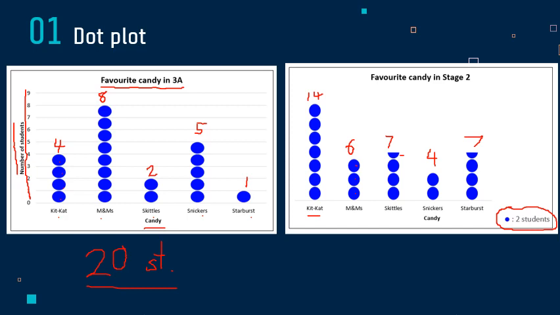And then I just need to add them together. So 14 plus 6 is 20, plus 7 is 27, plus 4 is 31, plus 7 is 38. So 38 is my total number of data values. It's that simple with dot plots. So just make sure you're checking the scale if there is one. Otherwise, you can assume that each of these represents one person or one thing, whatever is being described by the data.